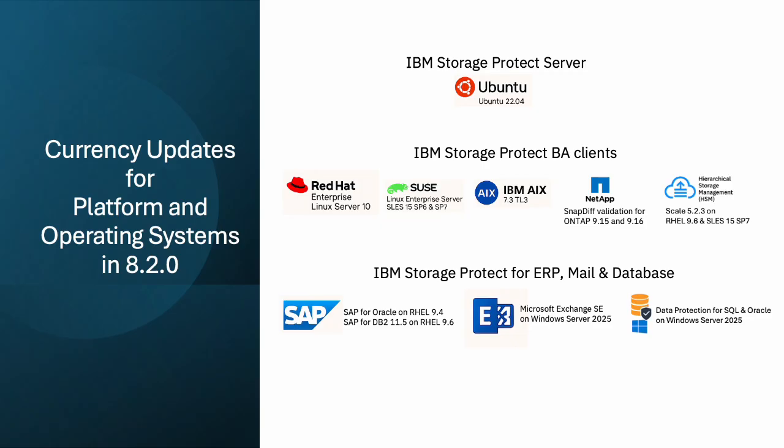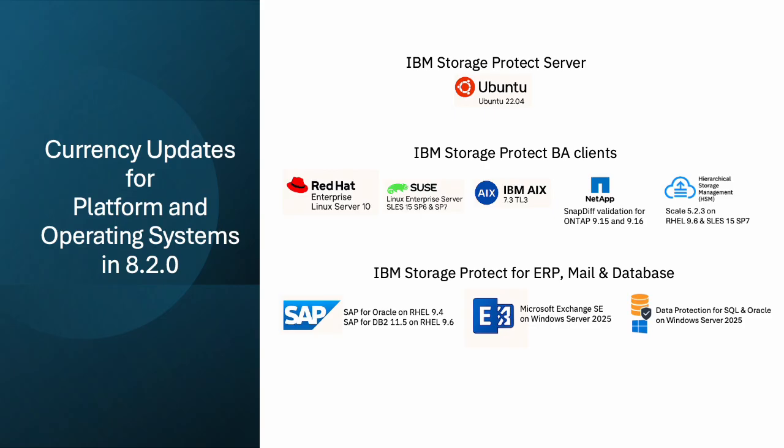SP 8.2 also brings several platform compatibility updates. SP Server is now supported on Ubuntu 22.04. BA clients can now support RHEL 10, SLES 15 SP6 and SP7, AIX 7.3 TL3. NetApp SnapDiff validation for ONTAP 9.15 and 9.16 is supported. HSM support for Scale 5.2.3 on RHEL 9.6 and SLES 15 SP7.